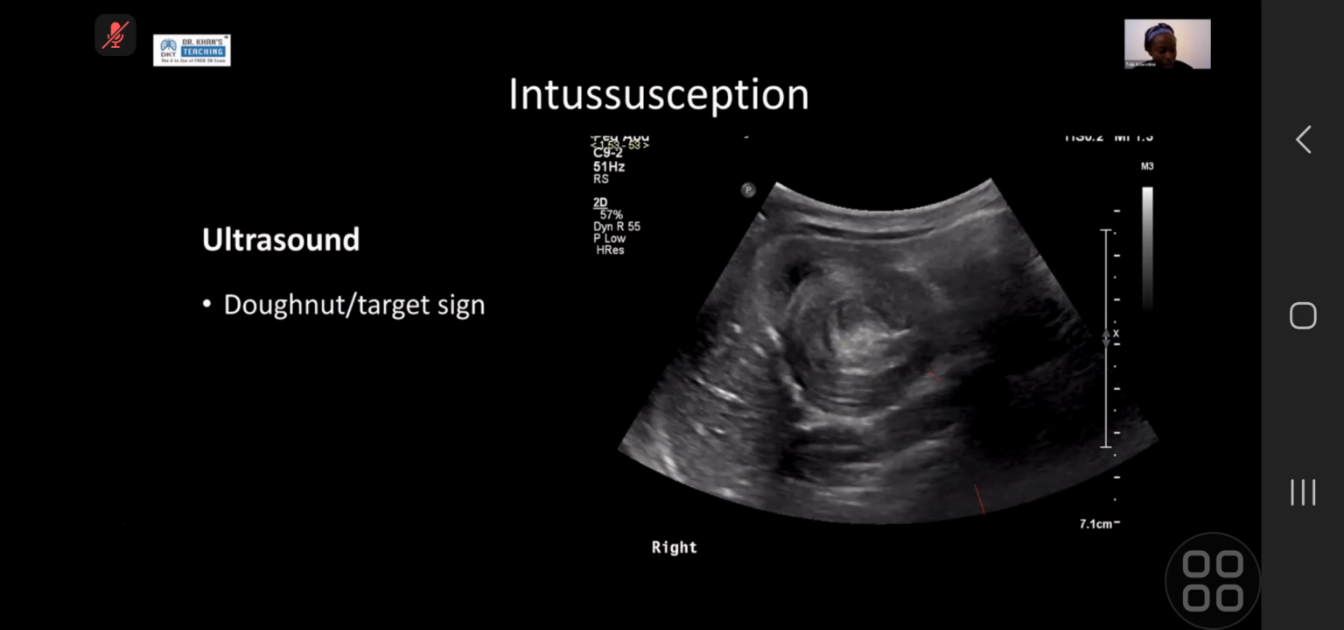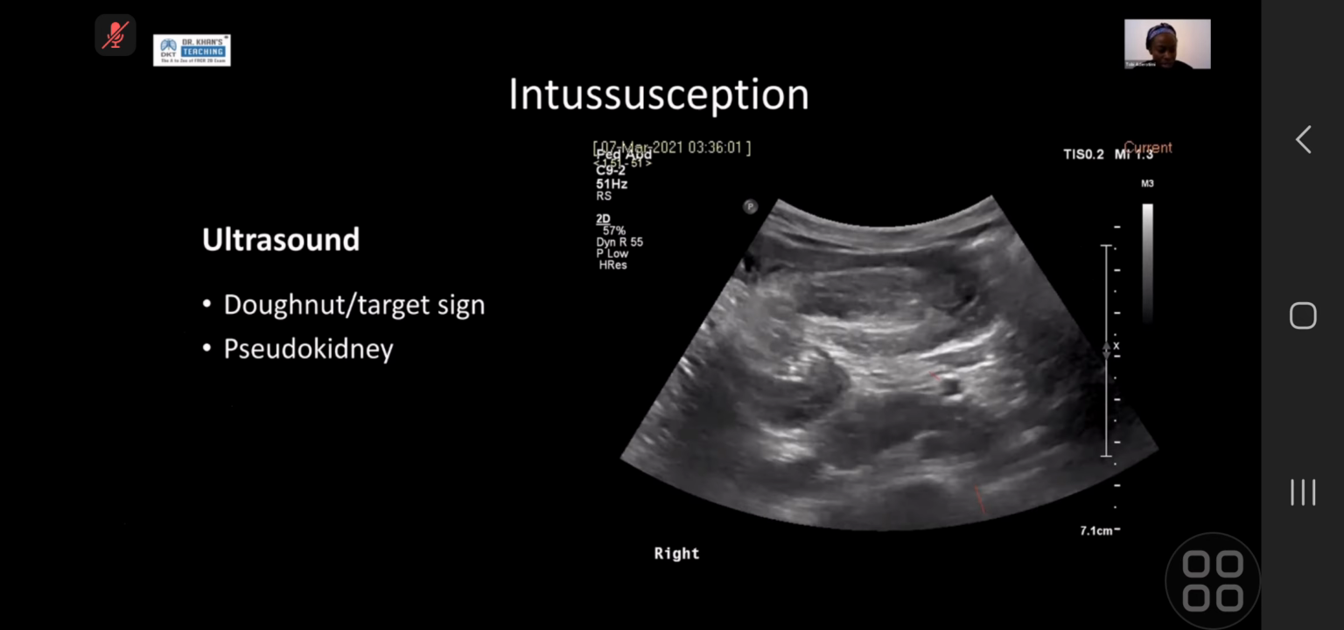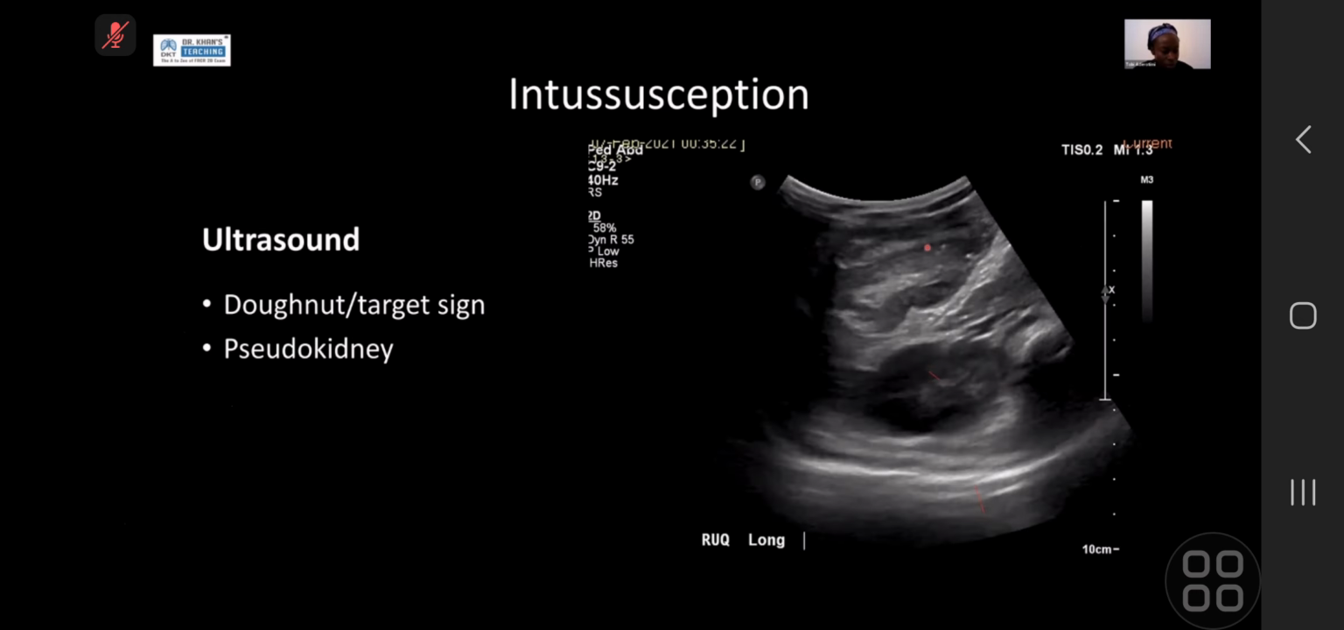And then with your pseudo kidney sign, you get a mimicker of a kidney. So basically the mesenteric fat centrally mimics the fatty hilum, and then the bowel wall mimics the cortex. And that's why it's called a pseudo kidney sign. And then as long as you see your kidney, you know that's what you're looking at. Or you turn transverse and see this donut sign.